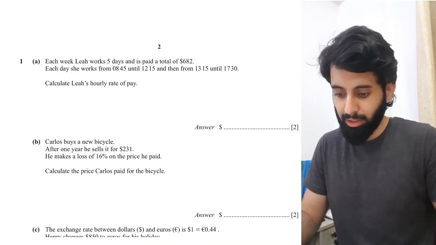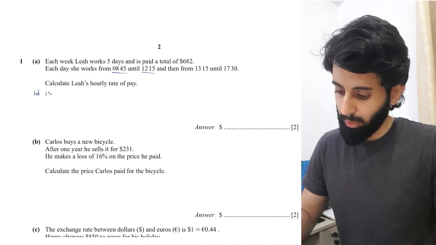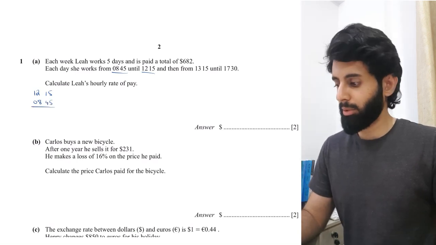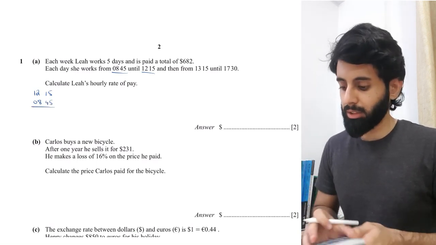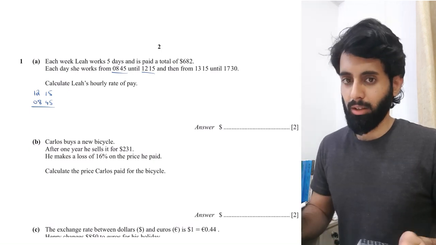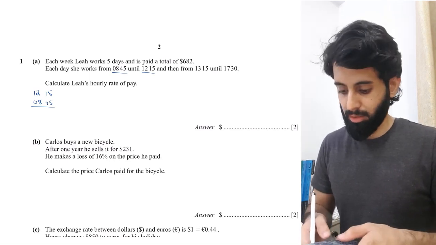So she's working in two shifts. First I need to subtract these two. I need to do 12:15 minus 8:45. Now this is something that you can do in your calculator. I have made a video on this. If I don't forget, I'll attach the link in the description. If I don't, you can search it on my YouTube channel, you'll find it.